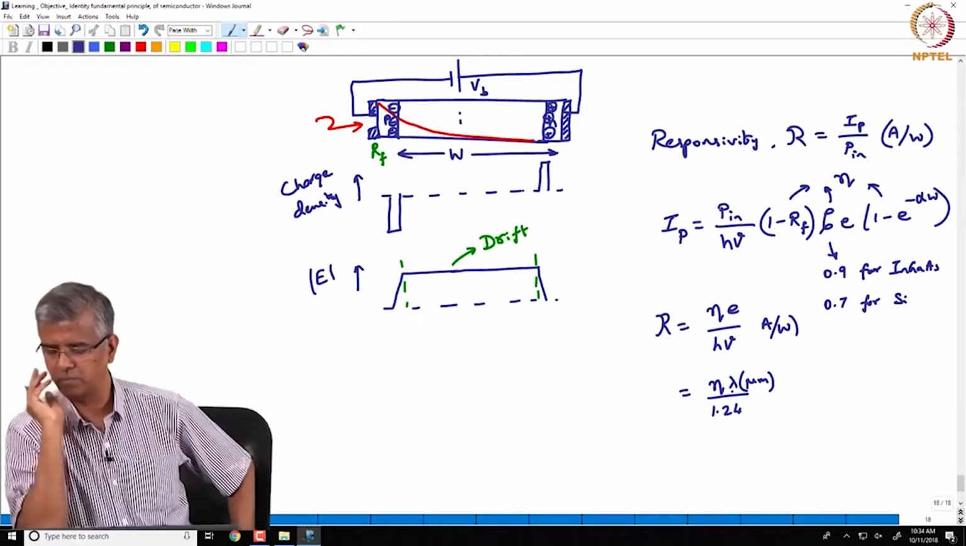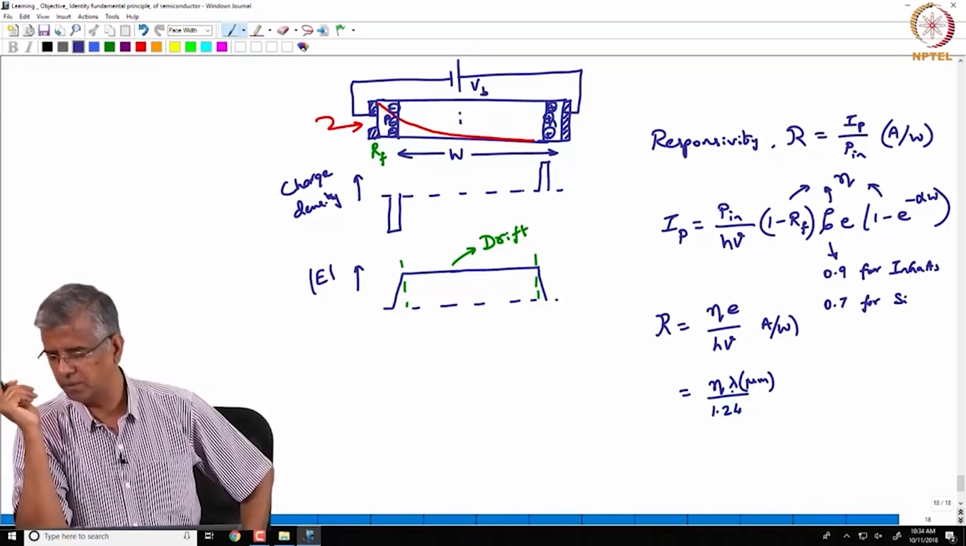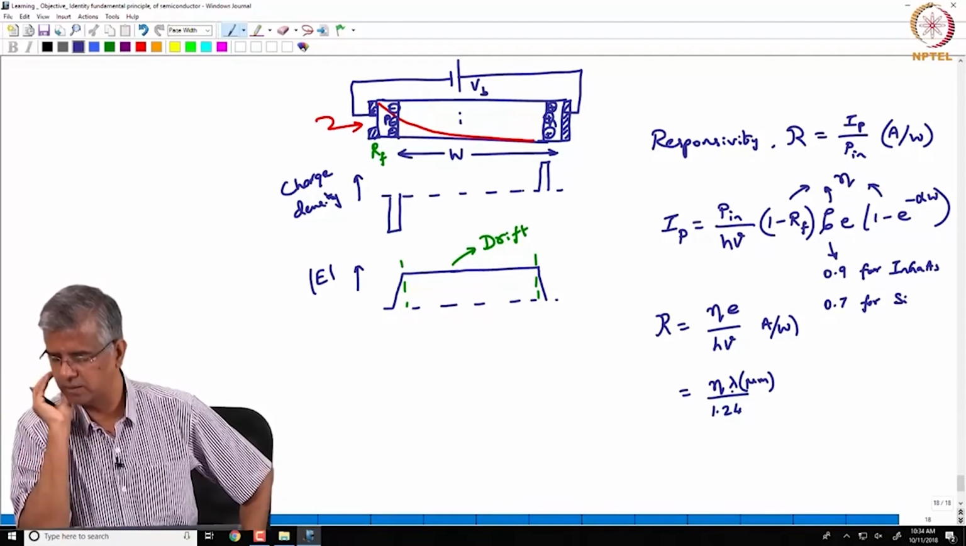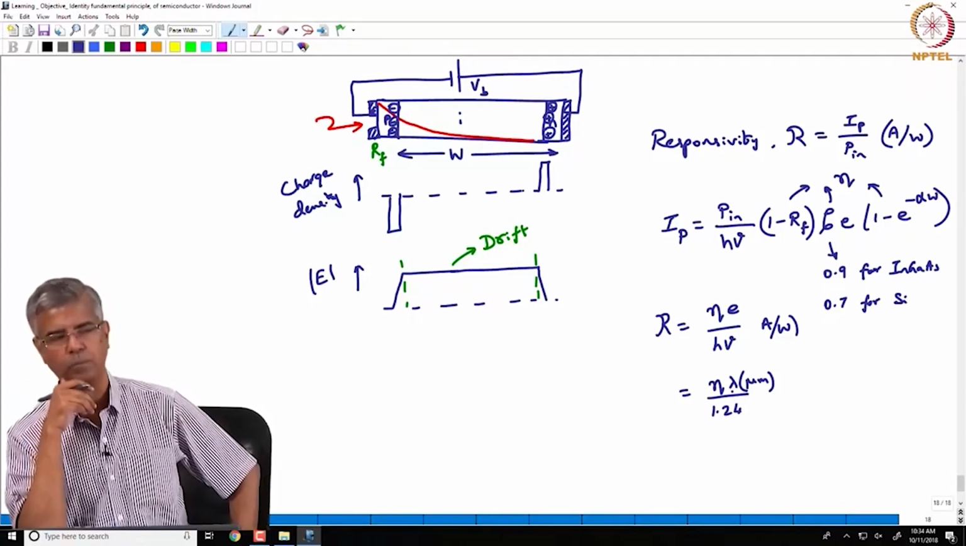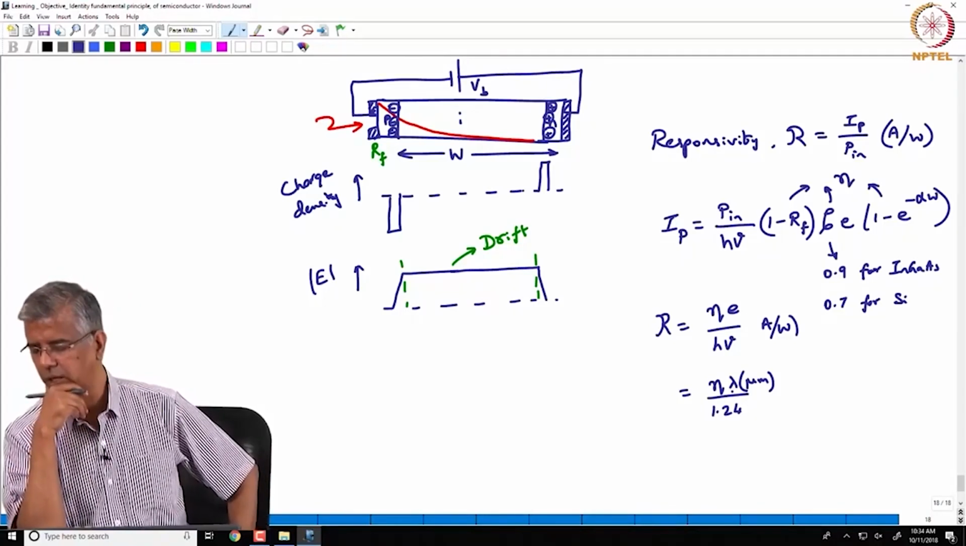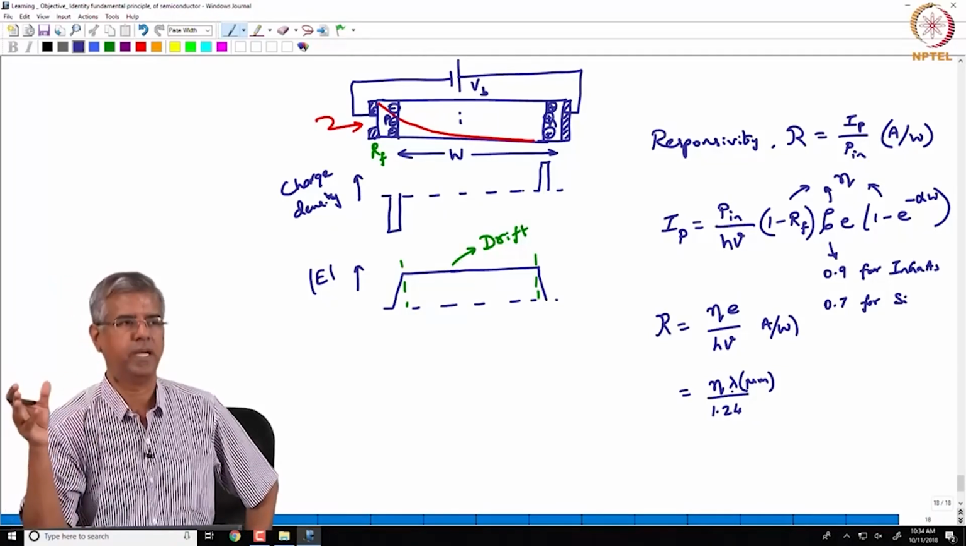In a given material you are stuck with whatever material you are given, right. So, if it is a direct band gap, then that is 0.9 or it could be even 0.95. The material purity is very good. And 1 minus e power minus alpha W is your design parameter.